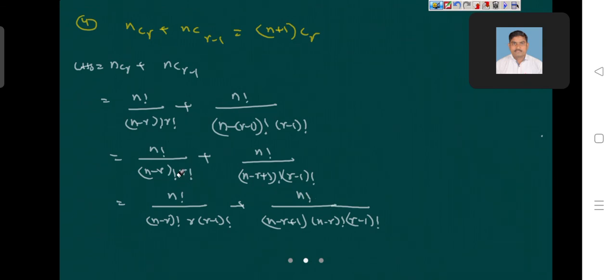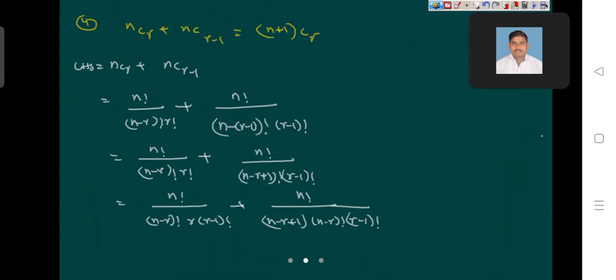Among this n factorial you can take common. Between n minus r and n minus r plus 1, the greatest one is n minus r plus 1, so that should decrease. The next term is n minus r factorial. Between r factorial and r minus 1 factorial, the greatest one is r factorial, so r factorial you can decrease to r into r minus 1 factorial.